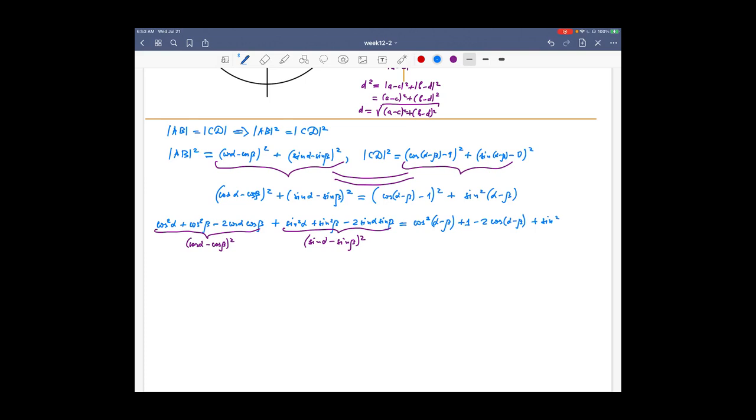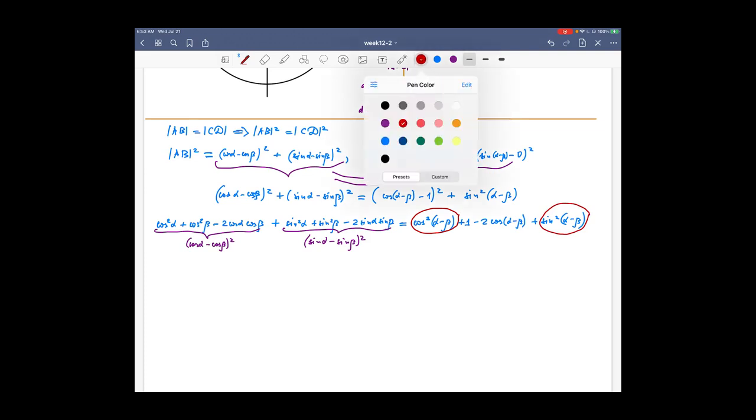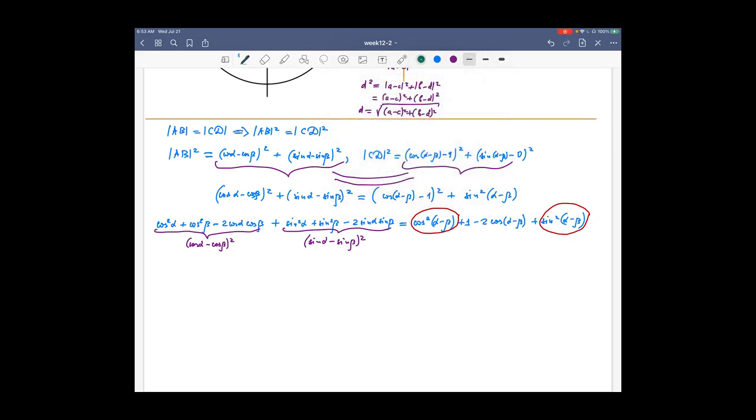Sine squared alpha minus beta. Now, we should identify some of the squares of sine and cosine of the same argument. This is cosine squared, and this is sine squared, and they add up to 1. Same here. Cosine squared and sine squared add up to 1.